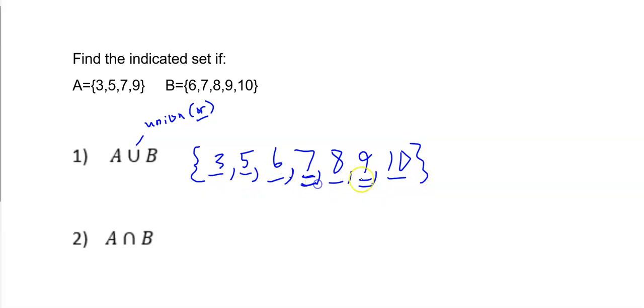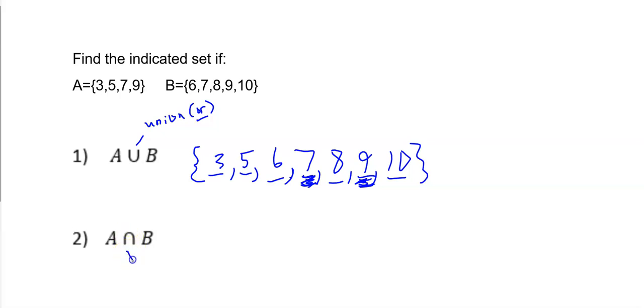A couple of those are in both sets, right? It looks like the 9 and the 7 are kind of repeated there, but since it's or, I'm really happy with anything in A or anything in B. So any of those are considered part of that set.